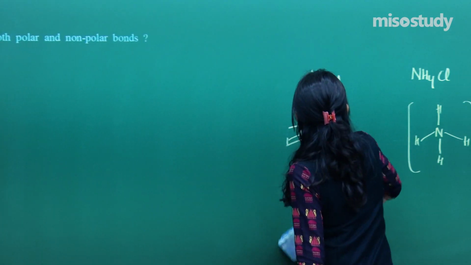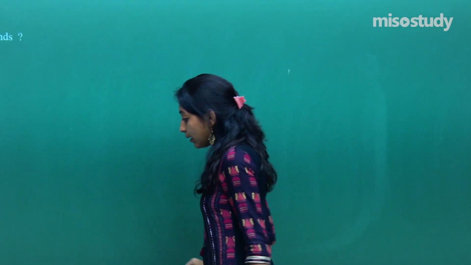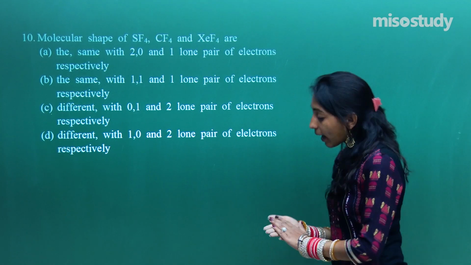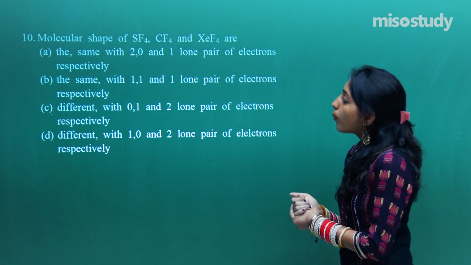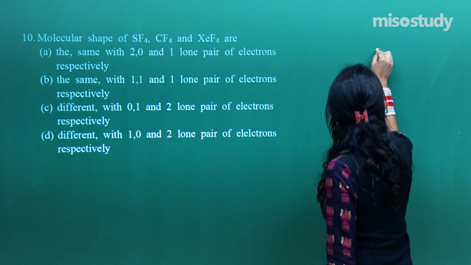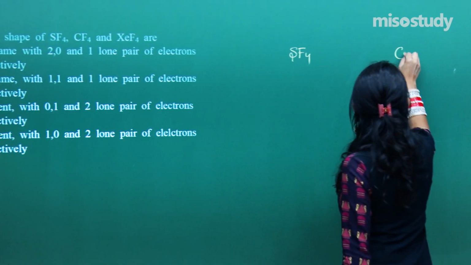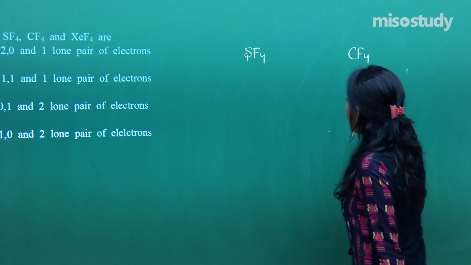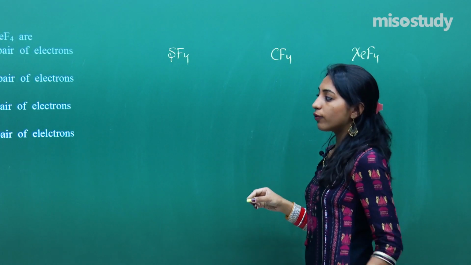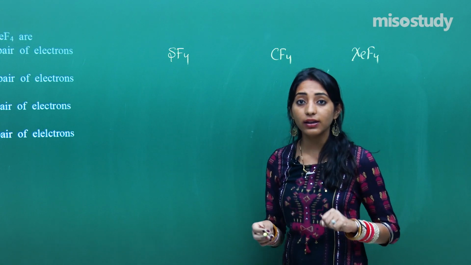Let us do this last question also, and then we'll be done with today's session. So the next question is question number 10, and the question says, molecular shapes of SF4, CF4 and XeF4 are. So first of all, we need to figure out whether they are the same or different. So let's directly find out the shapes.